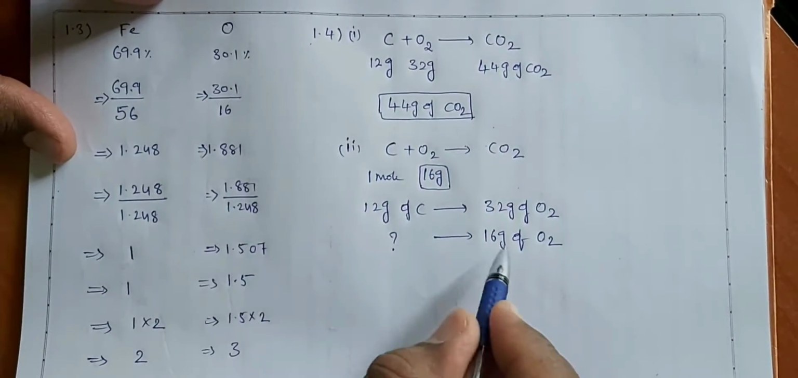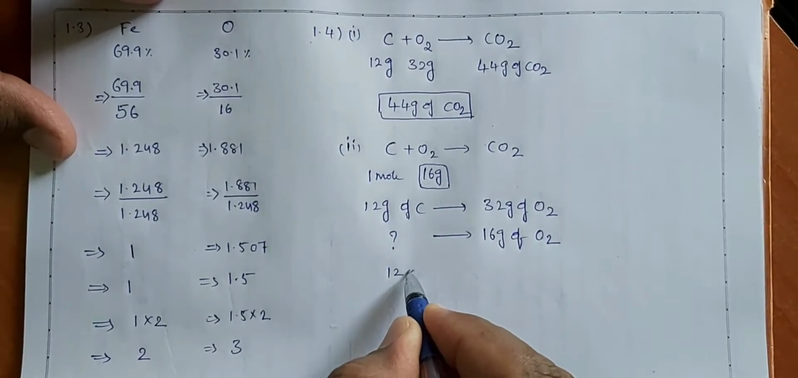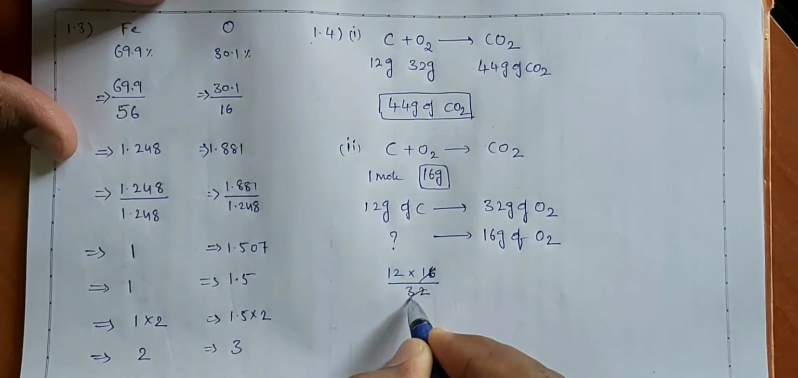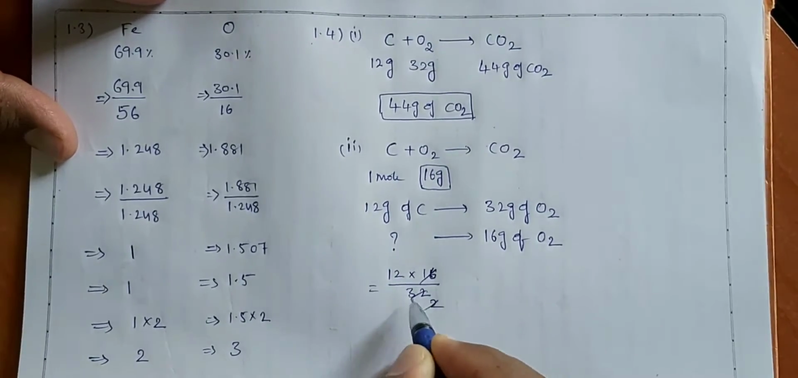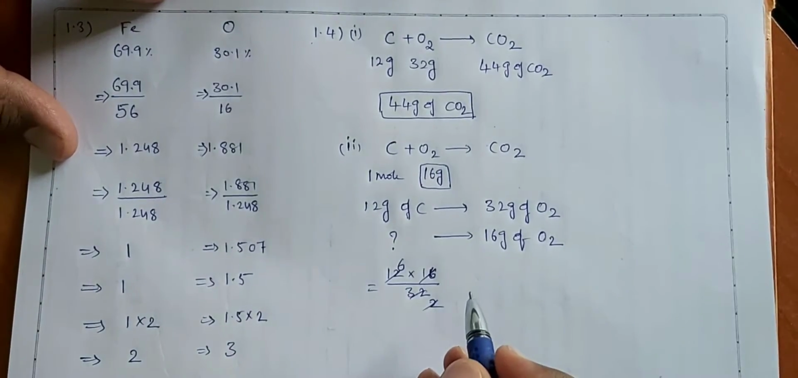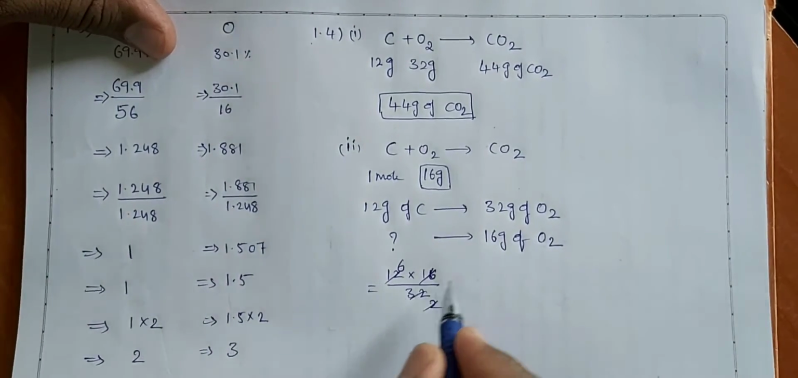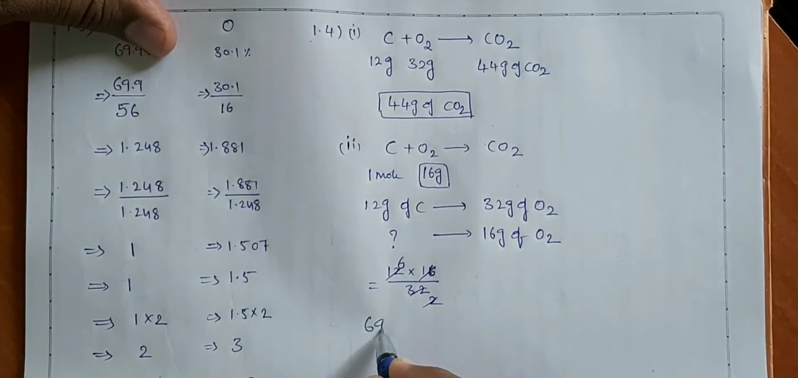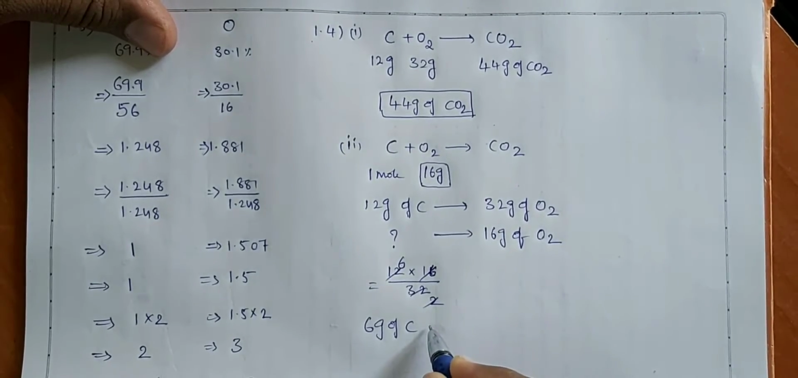Question mark is here. These two must be cross multiplied: 12 into 16 divided by 32. 16 to 32 is 2, and 12 by 2 is 6. So 16 grams of oxygen is going to react with 6 grams of carbon.